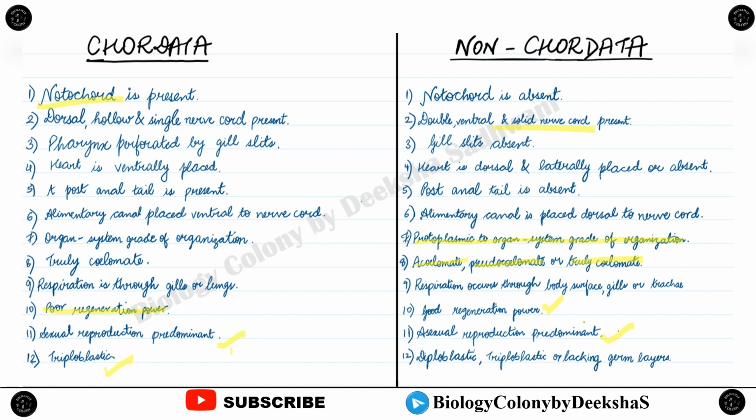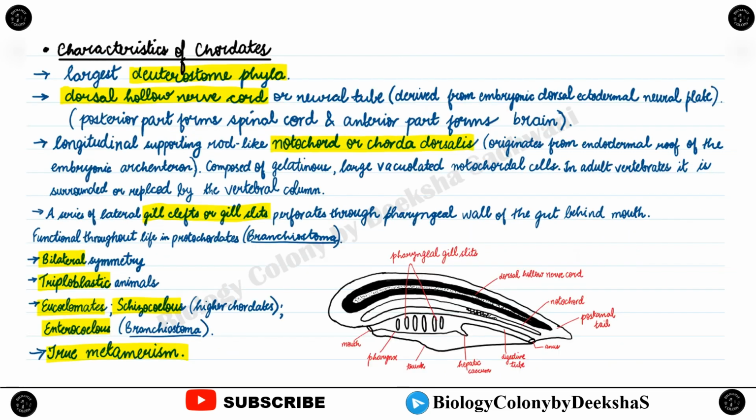Chordates are triploblastic, that is, they have three germ layers, while non-chordates can be diploblastic, triploblastic, or they lack germ layers altogether. Characteristics of chordates. These are the largest deuterostome phyla. By deuterostome, we mean the anus is developed first and then the mouth develops.